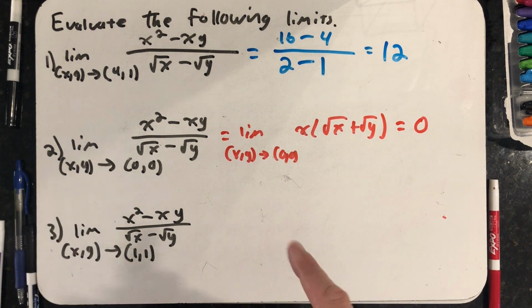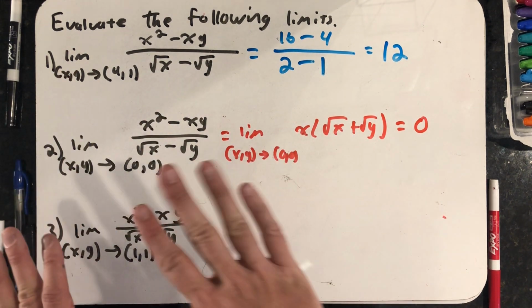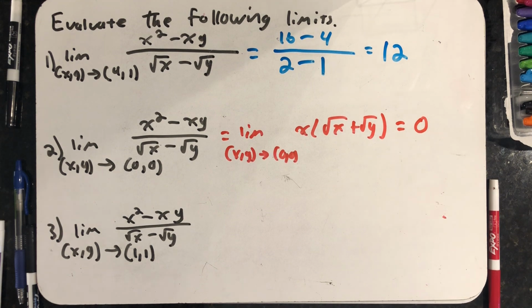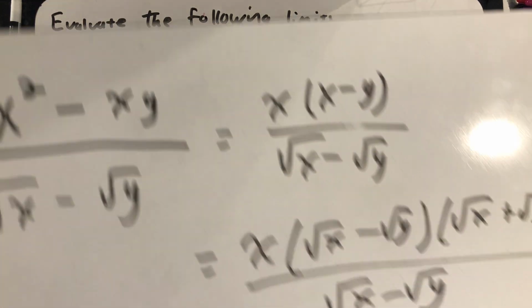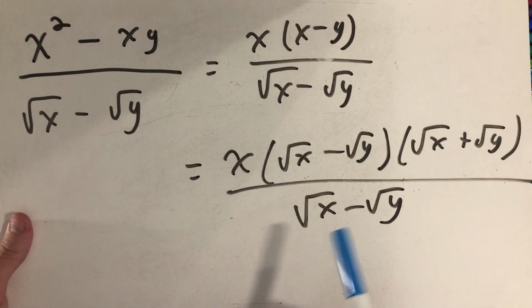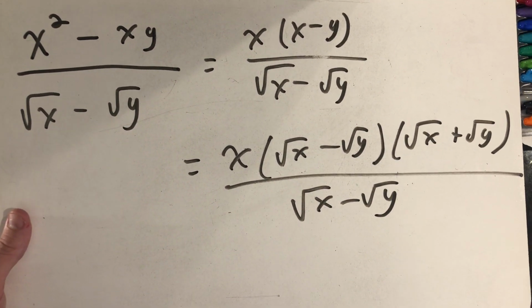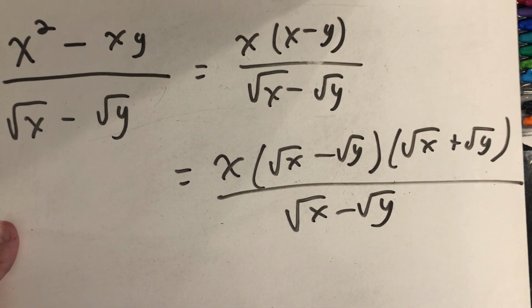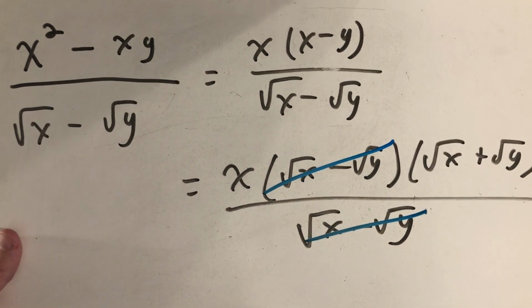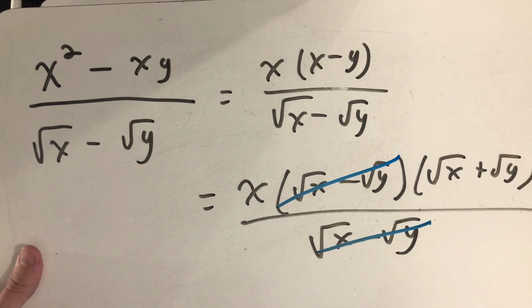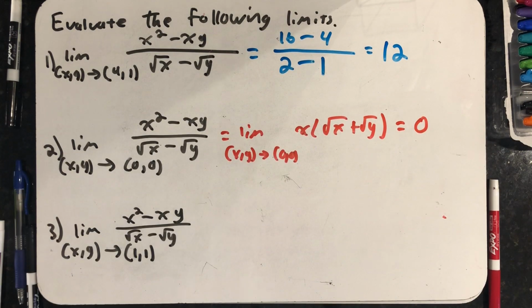Okay, the other way I know how to do that arithmetic, and it doesn't matter that I'm doing it now rather than before, right? Any way to do this arithmetic is fine, is just by factoring. I can factor the x out, and then I can factor the x minus y as if it were the difference of two perfect squares. And again, I see that the root x minus root y's cancel out, leaving me with just x times root x plus root y. We can use either approach and it doesn't matter.